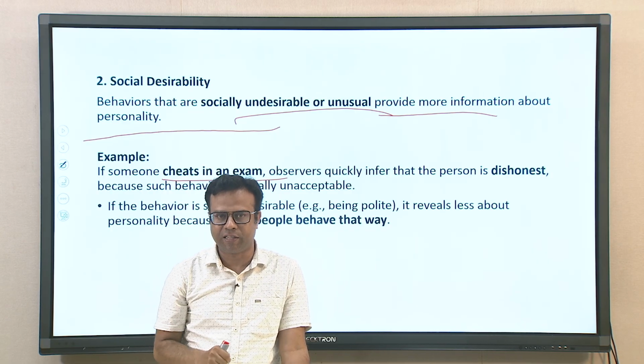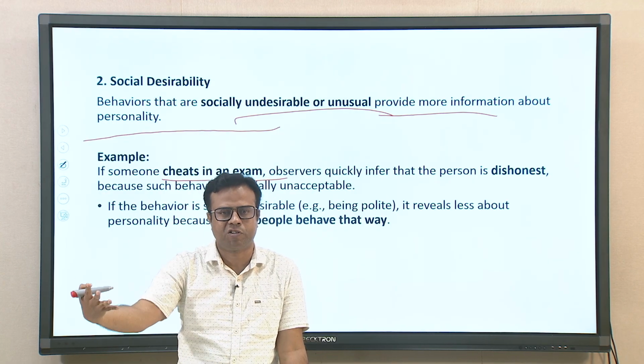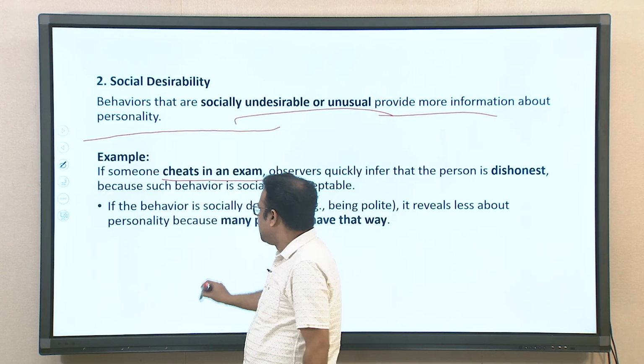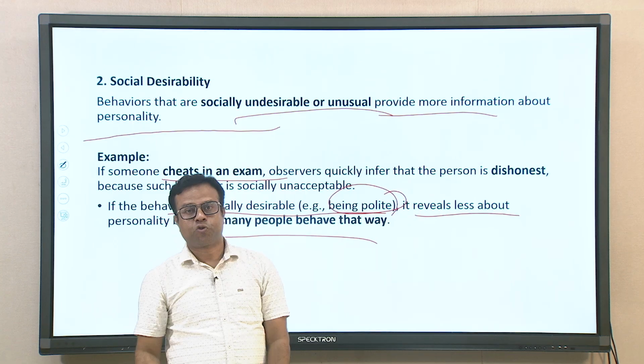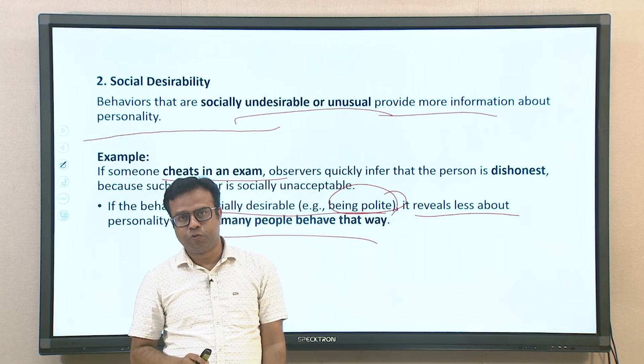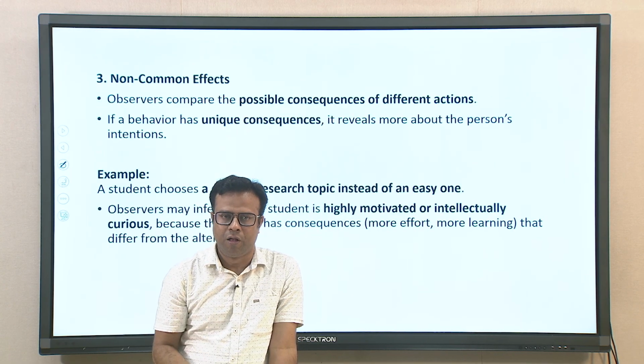For example, in this case, if somebody cheats in exam, we are more likely to make an assumption that this person is dishonest. If the behavior is socially desirable, for example, being polite in a social situation, it reveals less about the person, because many people do that because of the social situational demand. So, social desirability is another factor which determines whether your behavior is coming from internal or external reasons.